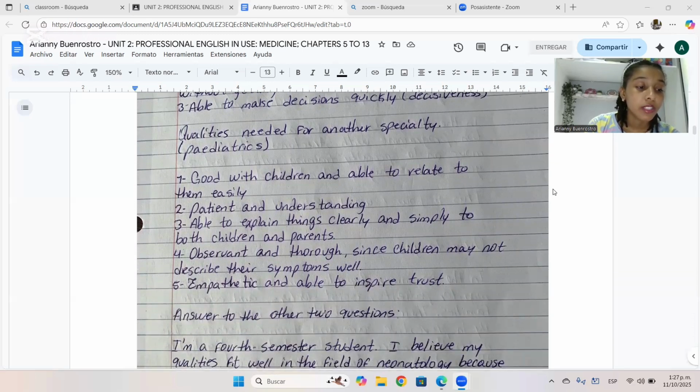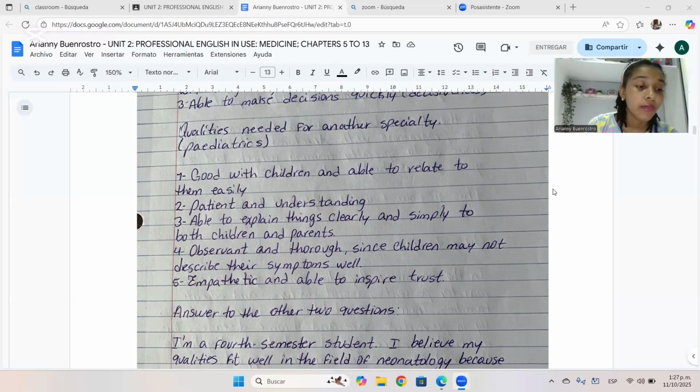Qualities needed for another specialty, pediatrics. 1. Good with children and able to relate to them easily. 2. Patient and understanding. 3. Able to explain things clearly and simply to both children and parents. 4. Observant and thorough, since children may not describe their symptoms well. 5. Empathetic and able to inspire trust.